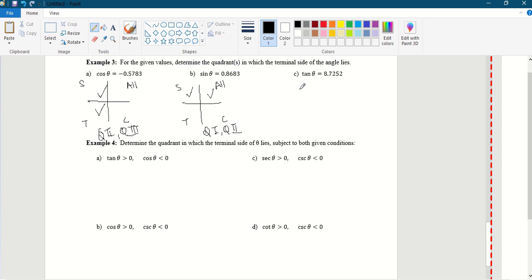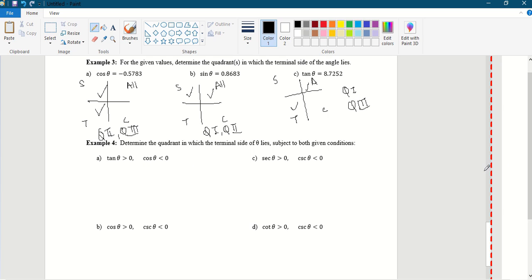Let's see this one. Tan positive. So again we write C-A-S-T or all S-T-C, it doesn't matter. We write something like this. In the first quadrant all are positive, so that's true. Tan is negative here, tan is positive here. So looking for where tan is positive, that happens in quadrant 1 and quadrant 3.